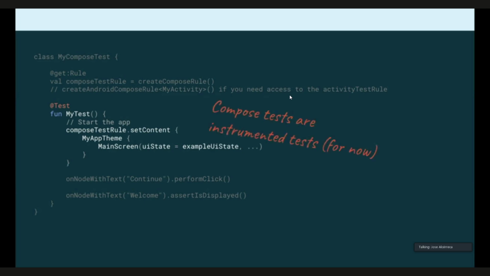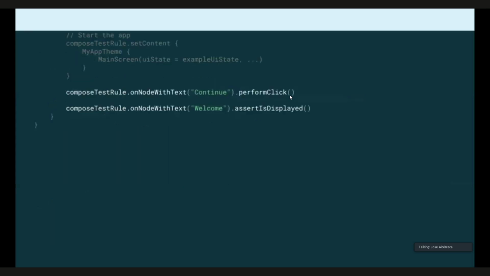By the way, all compose tests are instrumented for now. This means that they need a device to run on. We're exploring the possibility of host side tests, but the priority right now is to get the APIs right. The finders, matchers, actions, and assertions are similar to Espresso, but in my opinion, they're a bit more discoverable. So let's look at them closely.